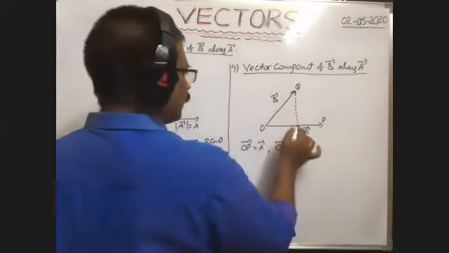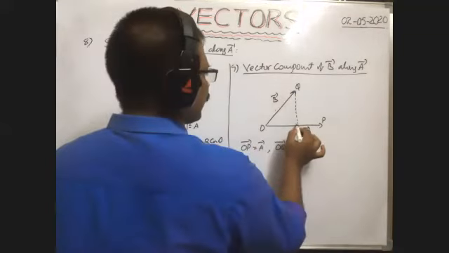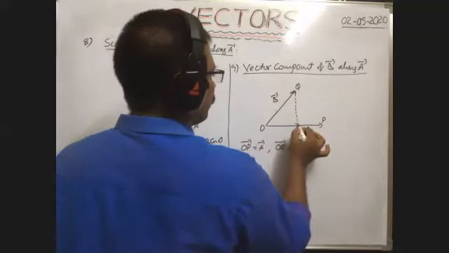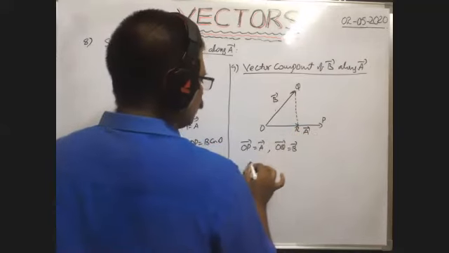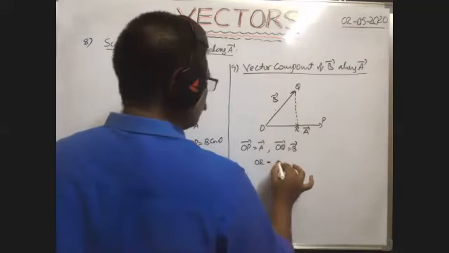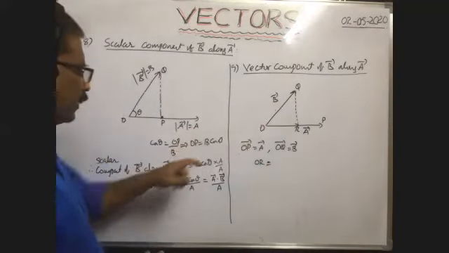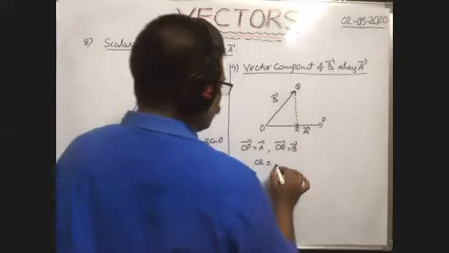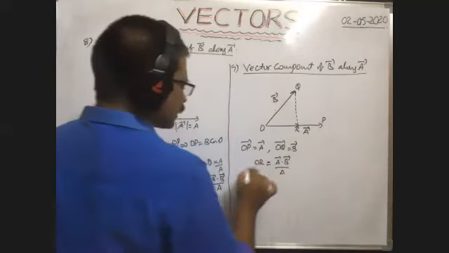Component of this vector along this direction, we already got the scalar component. Okay, that means in this direction we need the vector component. This is R. So OR means that is the scalar component of B bar along A bar. Already we got A bar dot B bar by A. It is a scalar component.